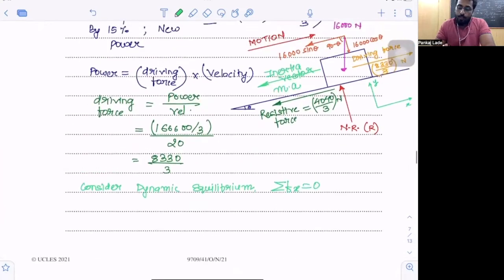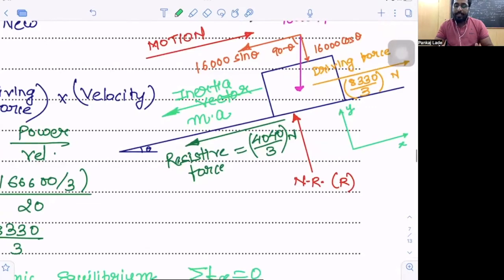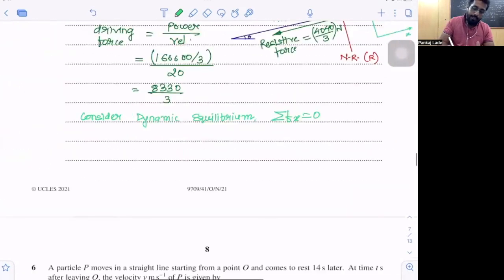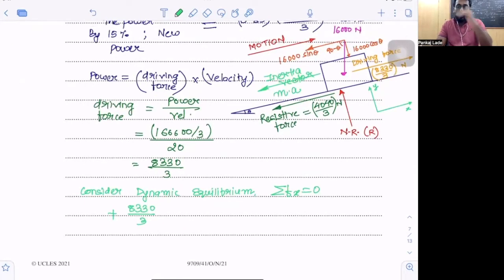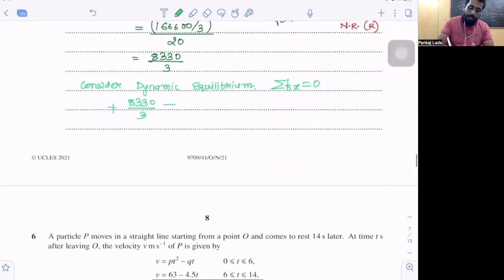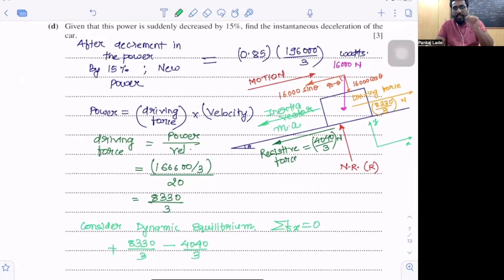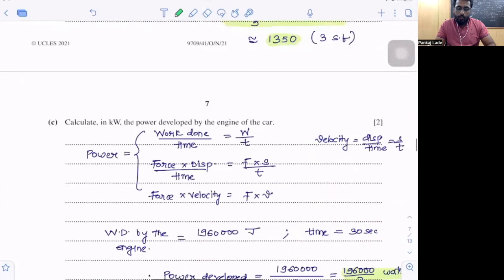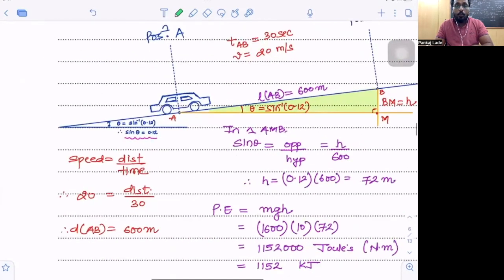All the horizontal forces which are along the plane, you consider them. There is this driving force which is going up the plane, taken positive, 8330 divided by 3. So I write here 8330 divided by 3. That's positive. Then you have this resistive force going down the plane. So minus of 4040 divided by 3. What's next? You have this 16,000 sine theta. Do you know what sine theta was? Was it 0.12? Can you recall? Go back. And here it is. Sine theta is 0.12.